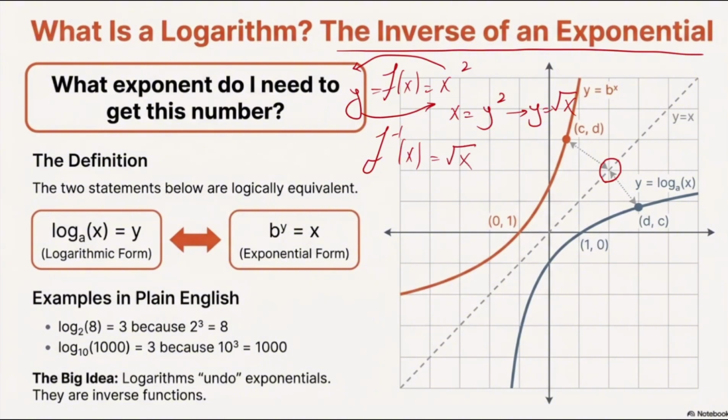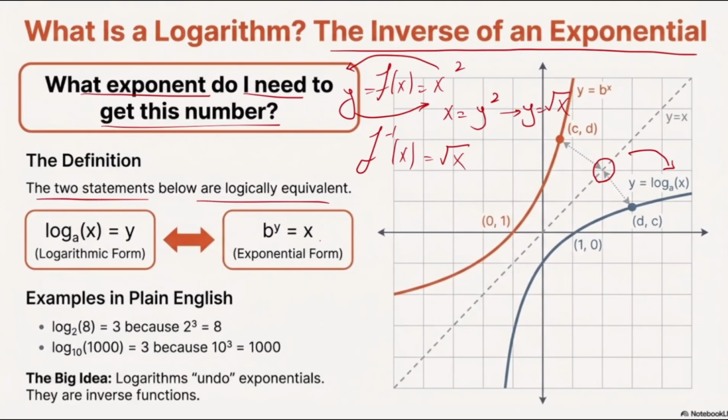We have the same scenario over here. It means that whenever we have the exponential function, we are looking for the mirrored one. We are looking for the function on the other side of the mirror, and that is something we call the logarithm. So again, what exponent do I need to get this number? This is the main question. So let's talk about the definition again. The two statements below are logically equivalent. What does that mean? It means b to the power of y, instead of having x itself, right now I have y, because that was the way we were trying to find our inverse.